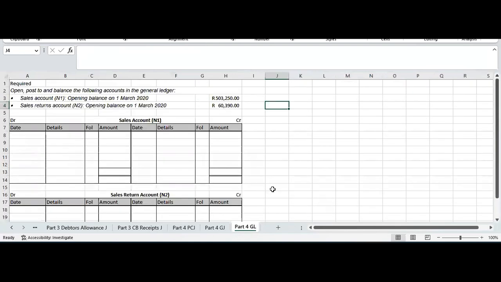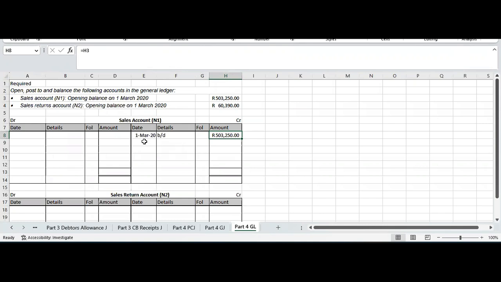Now, you are not asked to complete the entire general ledger. You only have to do it for two accounts, namely the sales account and the sales return account. And now they tell you here that the sales account, the opening balance at the beginning of the month was 503,000. So the beginning of the month, the amount that you brought down from the previous month, and now you won't have a folio number there, but there will be folio numbers in the others, and it is just the amount that is given there.